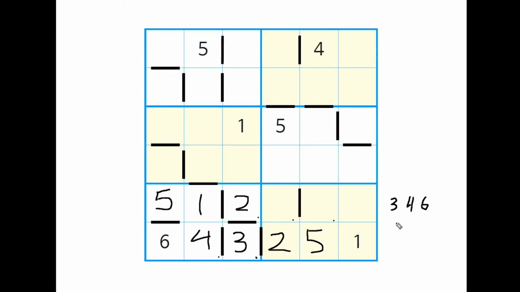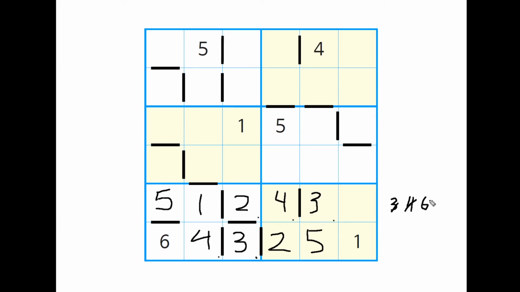And among these 3 numbers, the only numbers that are consecutive are 3 and 4. So we know these 2 cells must contain 3 and 4. But which one goes where? Well, that's easy. We see that in the 4th column, the number 4 already exists. So the 4 must be placed here, and the 3 goes here.